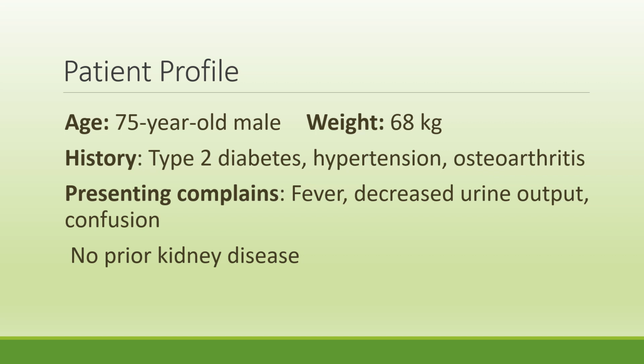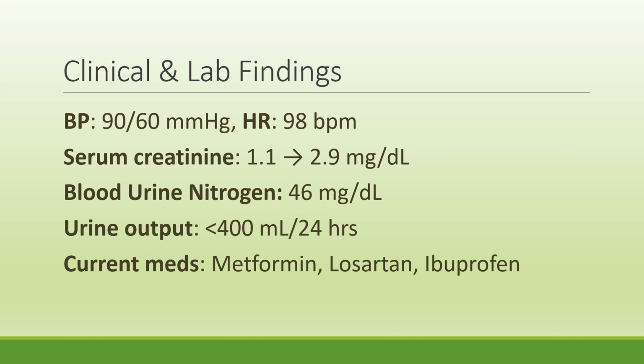Our patient is Mr. S, a 75-year-old male with a history of type 2 diabetes, hypertension, and osteoarthritis. He was admitted to the hospital with complaints of fever, decreased urine output, and confusion. He weighs 68 kilograms and has no prior history of kidney disease. Pause the video, read and understand.